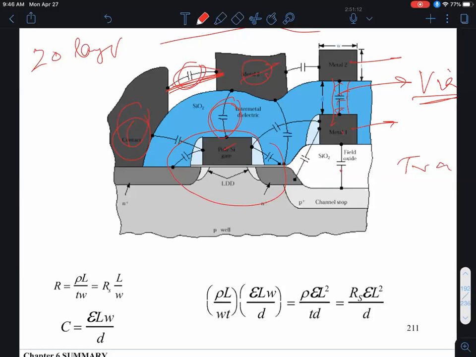And what is the formula for capacitance? It's given by the dielectric constant epsilon times the area of the capacitor, which is the length times the width. So that's the area of the capacitor, L times W, divided by the thickness of the dielectric D, right?